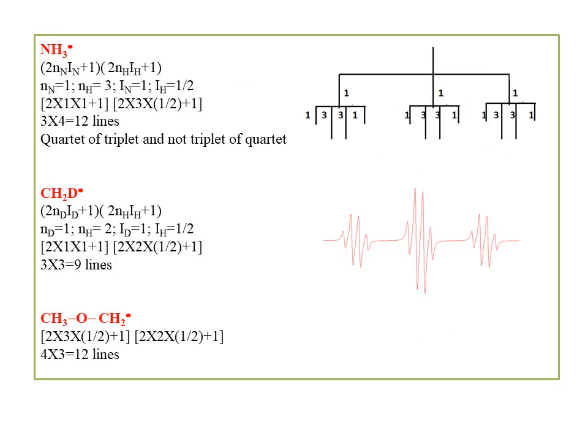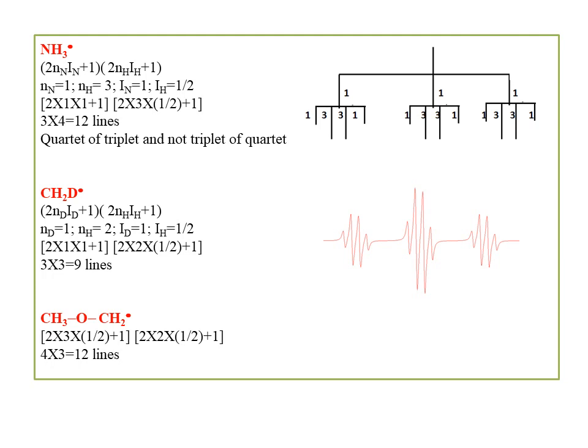For the NH3 radical, since the unpaired electron interacts with 2 different magnetically equivalent nuclei, that is nitrogen nuclei and hydrogen nuclei, the ESR spectrum will consist of 12 lines for the NH3 radical. For the CH2D radical, the carbon is magnetically non-equivalent, for which I is equal to 0. The hydrogen nuclei and deuterium nuclei are involved in hyperfine interaction. So as per the selection rule, 9 lines appear.